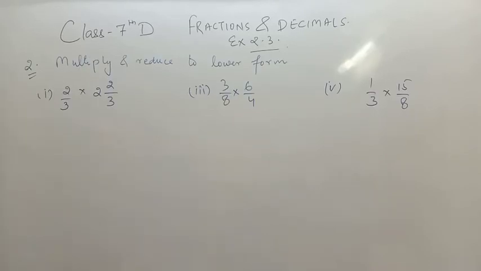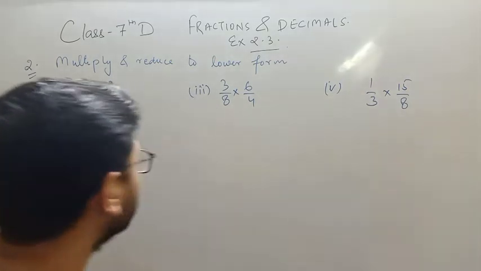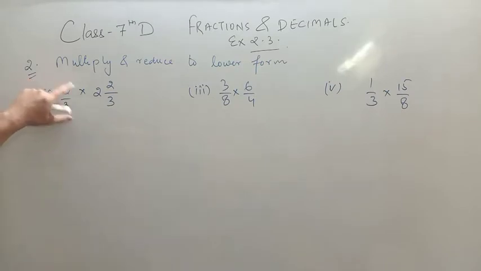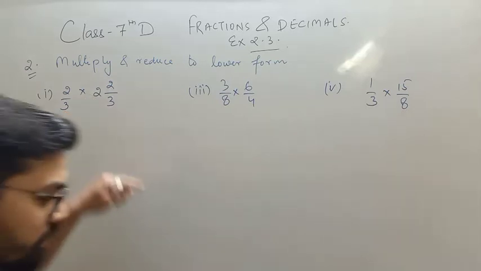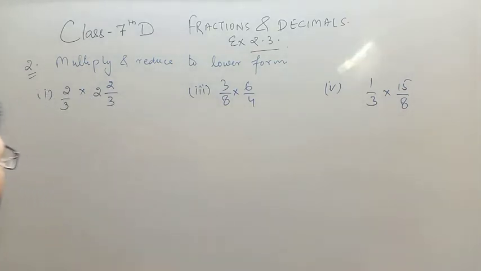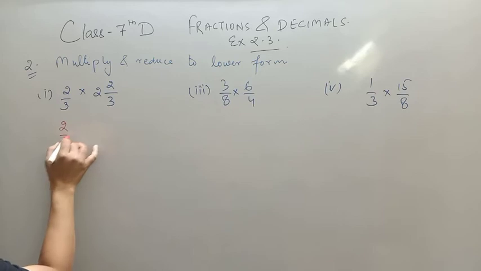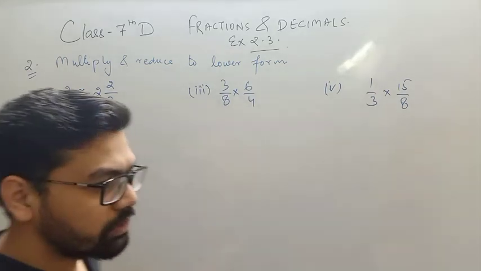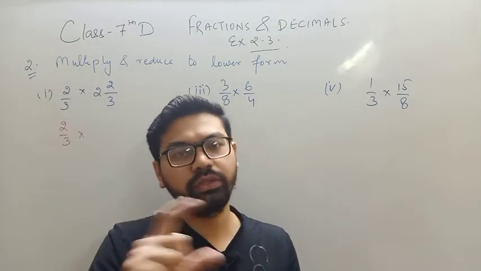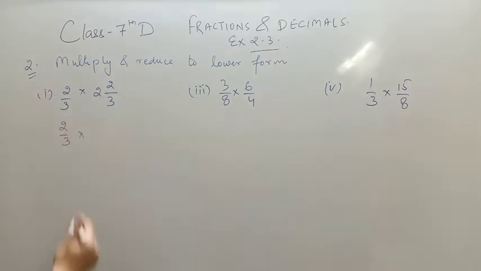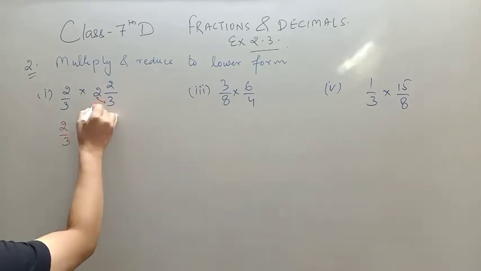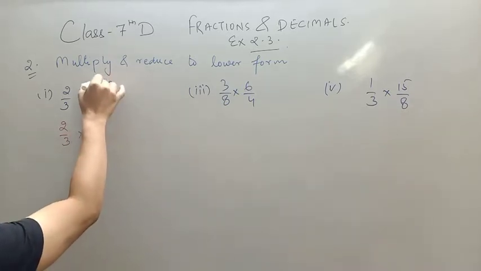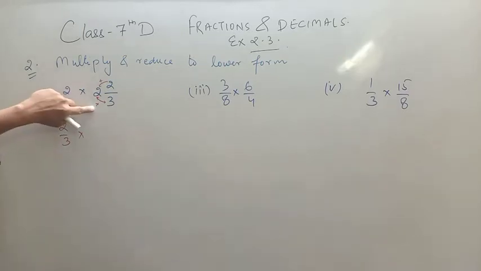Now the second question is multiply and reduce to lowest form. Here you have some fractions, but this fraction is multiplied with a mixed fraction. So first you need to convert this mixed fraction to an improper fraction, okay? I have explained this in earlier classes: how to convert a mixed fraction to an improper fraction. You just need to multiply these two terms, 3 2s are 6, and then add the result with 2. This is the multiplication sign, this is the addition sign.